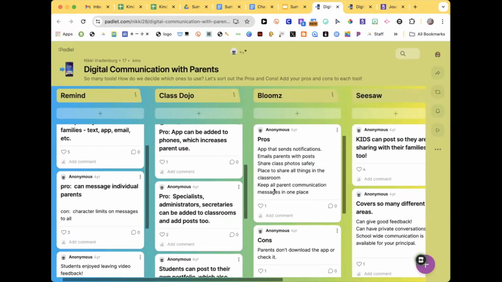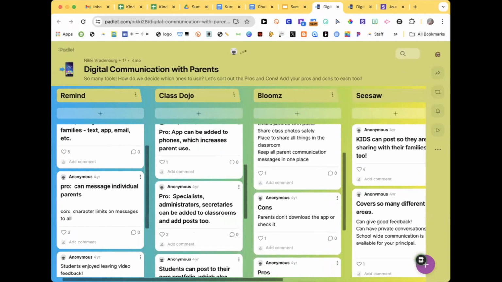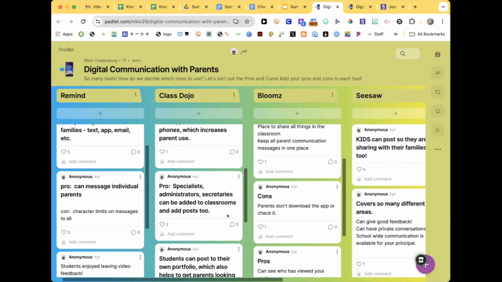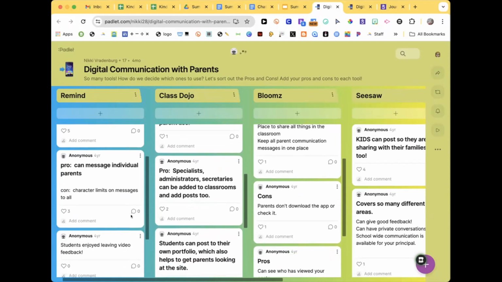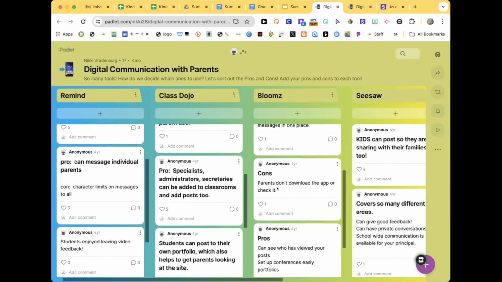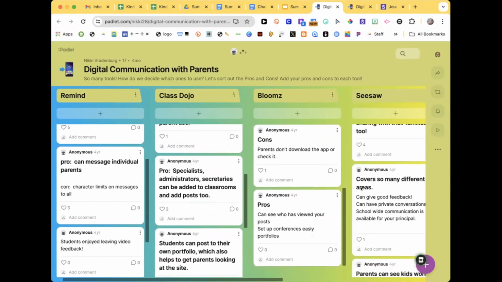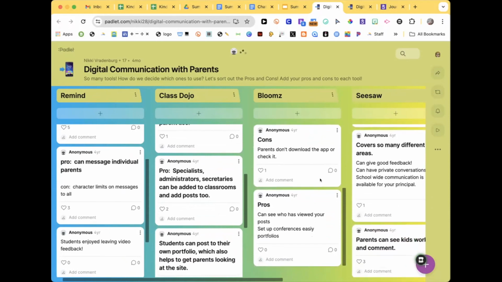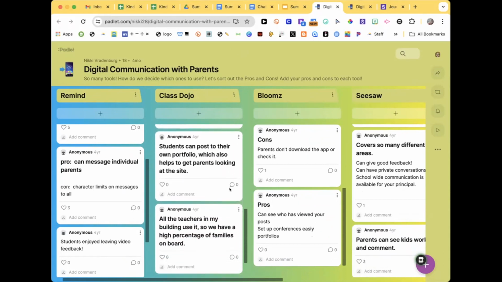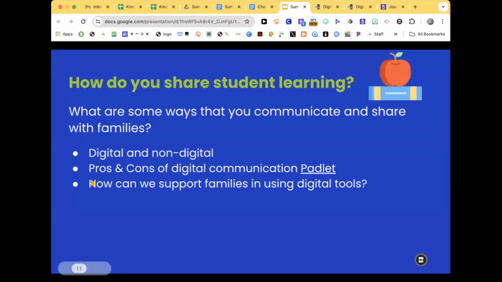So just sharing in here, if you've used any of these tools, what you think maybe some of the pros and cons of these tools would be. I'm just going to kind of scroll and look here. One of the cons, I guess, that I'll mention as we're sort of glancing through here kind of relates back here. How can we support families in using digital tools?